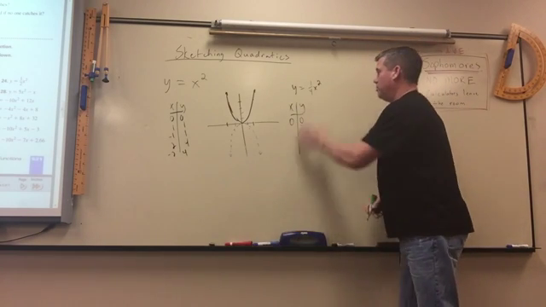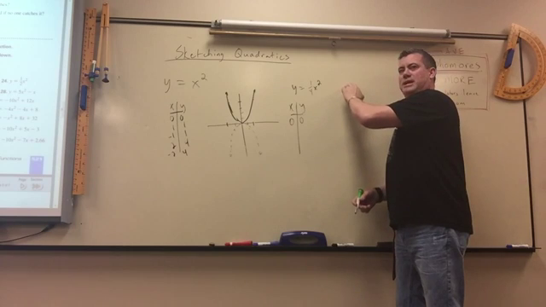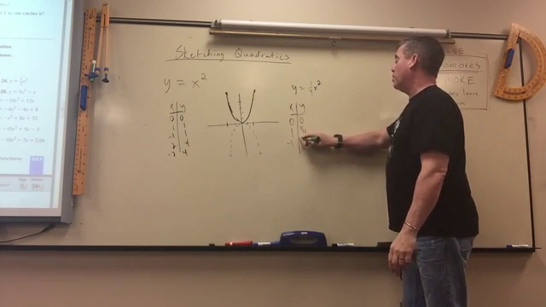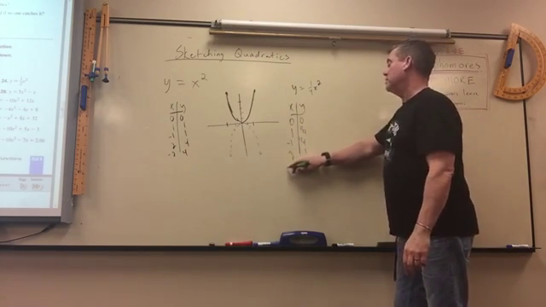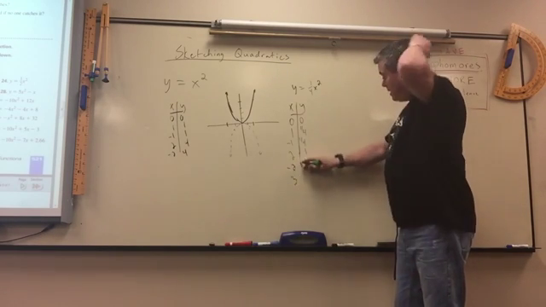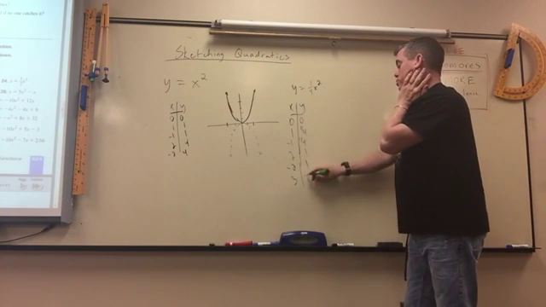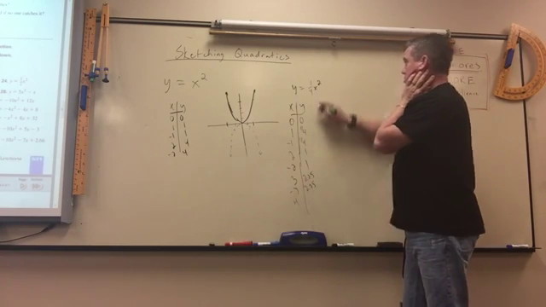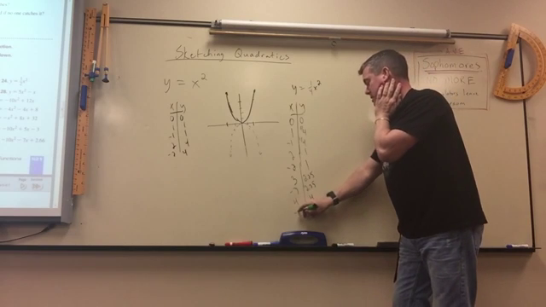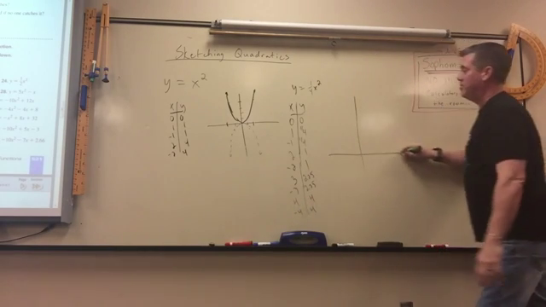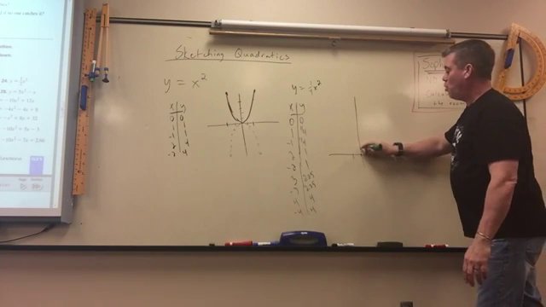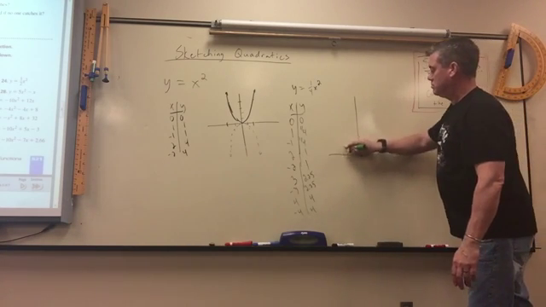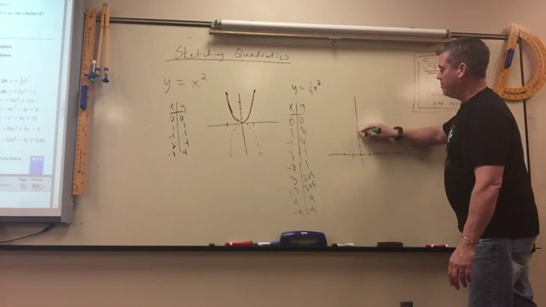It's still 0, 0. The only time it's not going to be 0, 0 is if there's a number added on, the c part. If I put 1 in, now I get 1/4. If I put negative 1, I get 1/4. 2, I get 1. Negative 2, I get 1. 3 squared is 9 times a fourth, which is 2.25. So negative 3 is 2.25. 4 squared is 16 times a fourth, which is 4. Negative 4 is 4. So this one is 0, 0. 1 over and a fourth up, 2 over and 1 up, 3 over and 2.25 up.